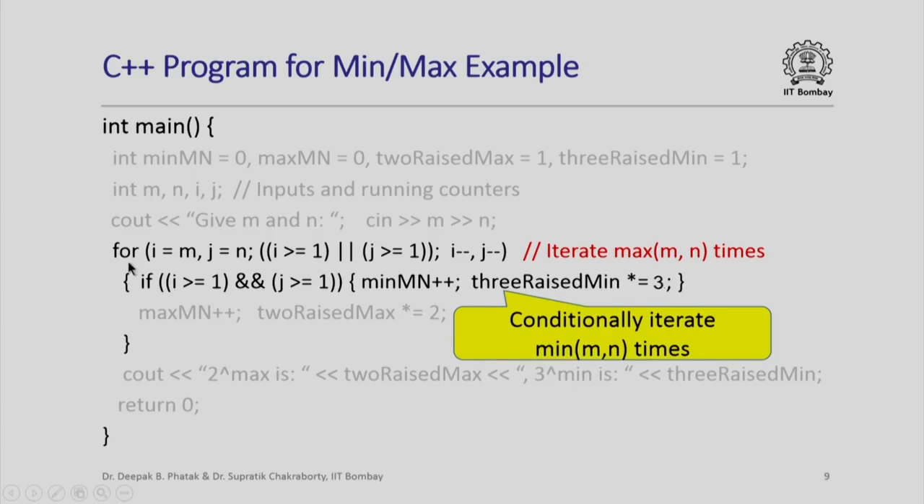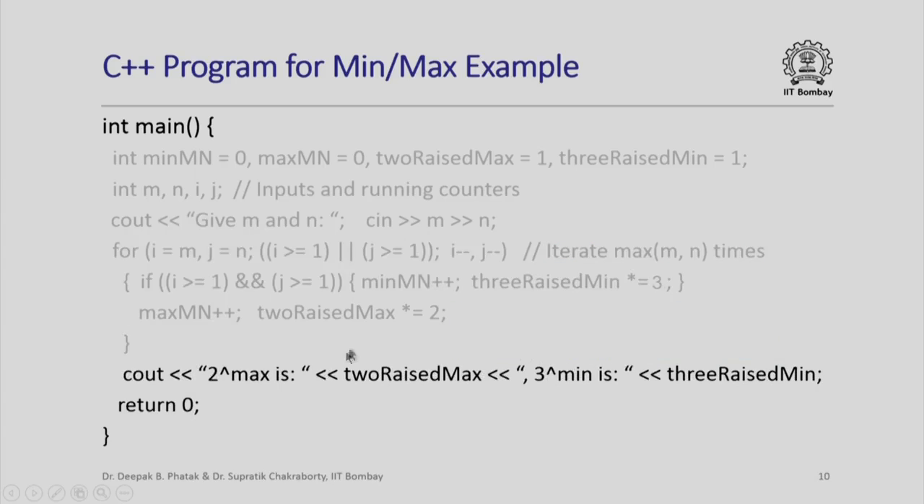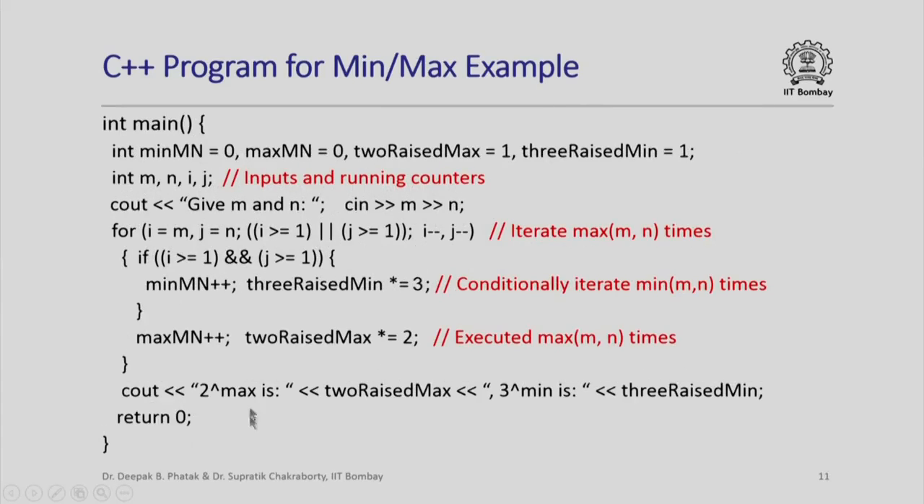So here you see I have used one for loop, but using an if statement I am basically making these two statements be repeatedly executed only min(m,n) times, although the entire loop is being iterated max(m,n) times. And of course after I have done this, I could print out the value of 2 raised to max and 3 raised to min, and then return 0. So this is our first example. Now here is how the entire program looks. I have just rewritten what we have already discussed, inserting some additional comments for better readability of the program.